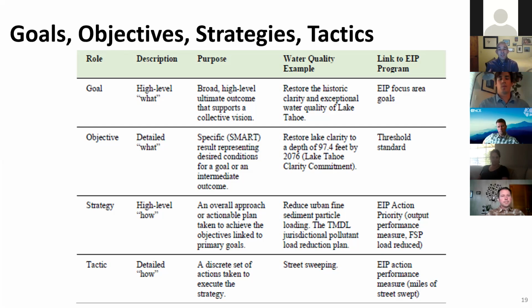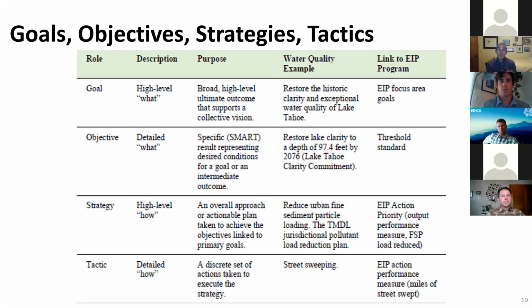Below that, we have these things called strategies, which are sort of suites of ways that we hope to accomplish these things. How do we hope to restore clarity under the TMDL rubric? We hope to restore it by reducing fine sediment and other pollutant loading to that lake. That's a broad strategy, load management.